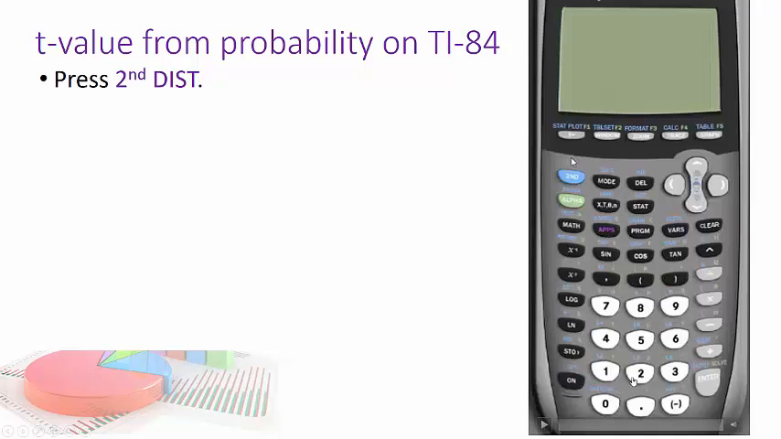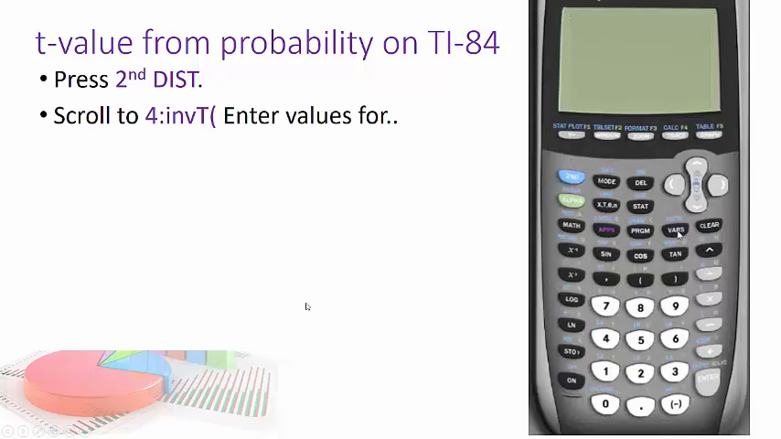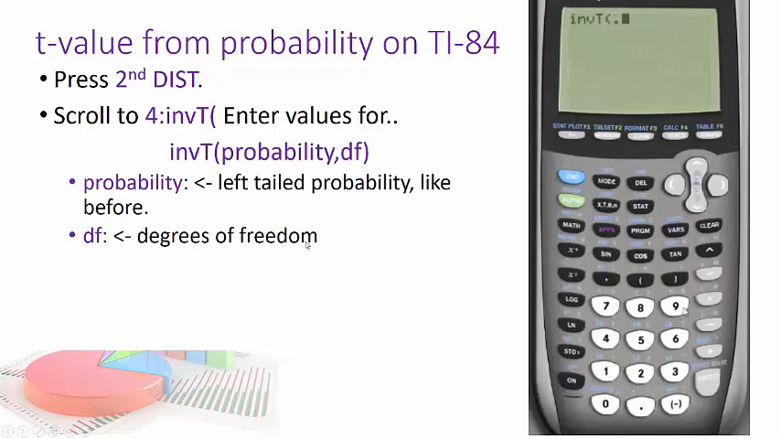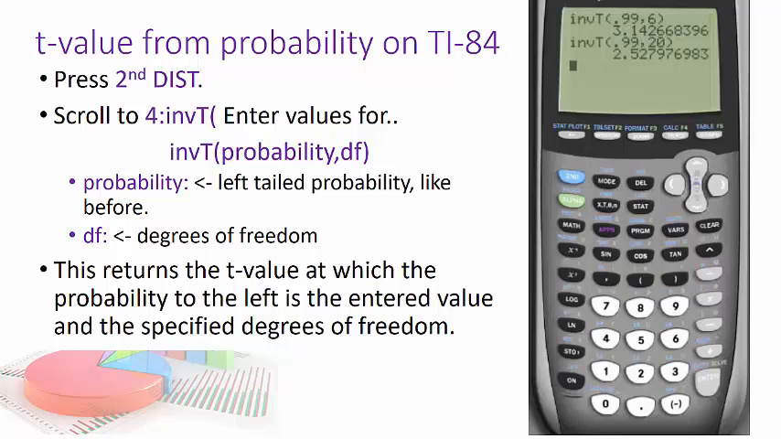So if I want to find a t-value from a probability, you remember with the normal distribution, we would do the inverse of the normal distribution. Well, guess what? We have an inverse of the t-distribution. It's number 4. And you're going to enter values for the probability, which is all you had to enter before. But now, because we have different models with different distributions, we have to enter the degrees of freedom. And you notice the calculator actually sits and thinks for a little bit on these, because of all the different models. So we'll do this with another number of degrees of freedom here. And there it thinks, and it spits it out. So this returns a t-value at which the probability to the left is the entered value, with the specified degrees of freedom.